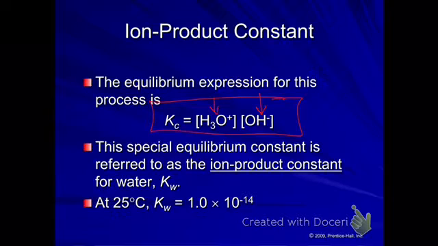Now, if you think about it, the products have a 1-to-1 mole ratio, right? So then their two values should be identical. It would be like x times x, or just x squared. What is the value of x? In any sample of water, the hydronium and hydroxide ion concentration, as long as it's pure water at 25 degrees Celsius, each one of these will have a concentration of 1 times 10 to the negative 7 molar.